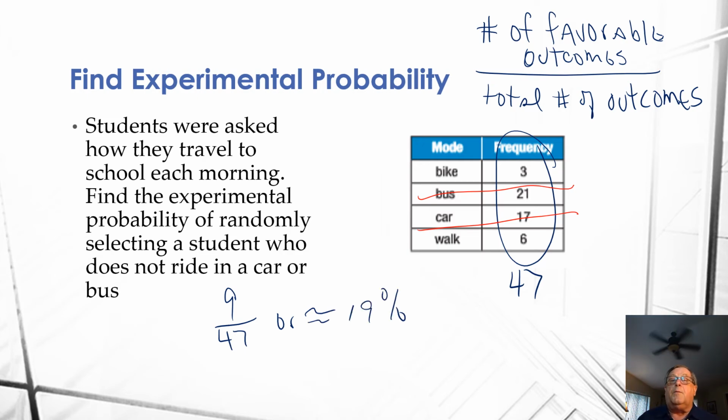So, when we're looking at probabilities, we've got a ratio, number of favorable outcomes to the total number of outcomes when we're doing simulations. Next, we're going to actually design a simulation.